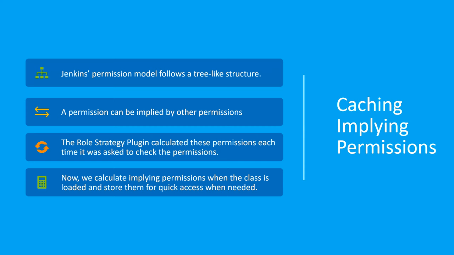So whenever the role strategy plugin was asked to check if a user has a permission, it used to calculate all of these implying permissions. So to avoid doing that again and again, we store these implying permissions when the class is loaded. For Jenkins, that would be when the plugin is loaded, and we can access them whenever we need.